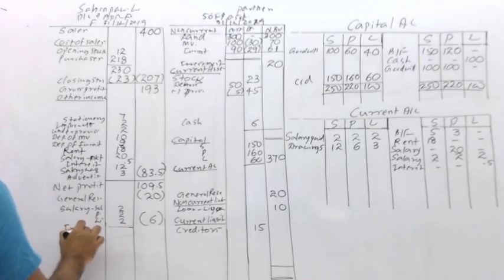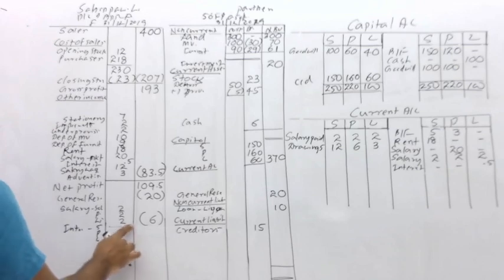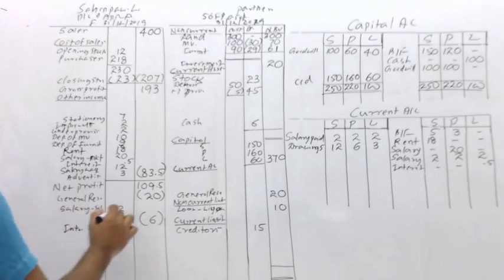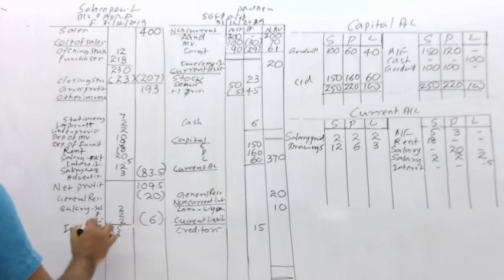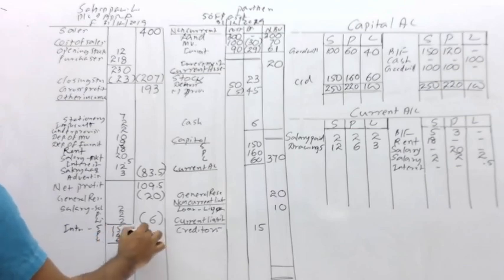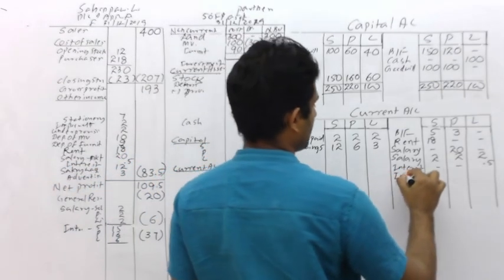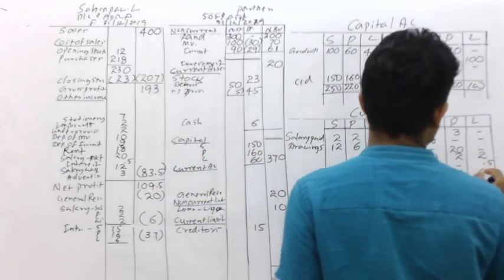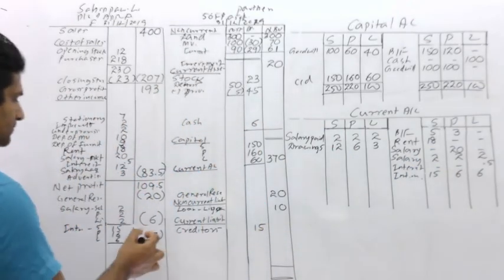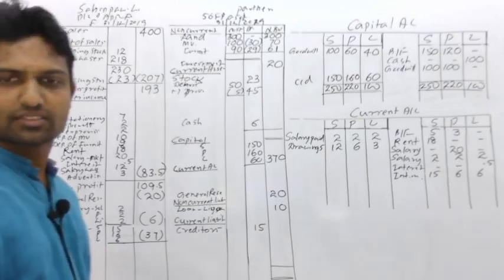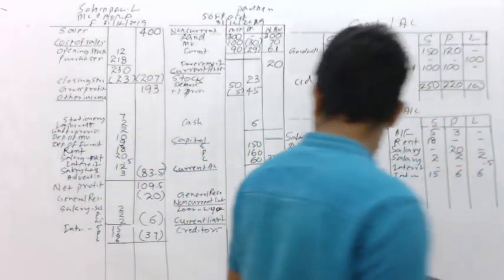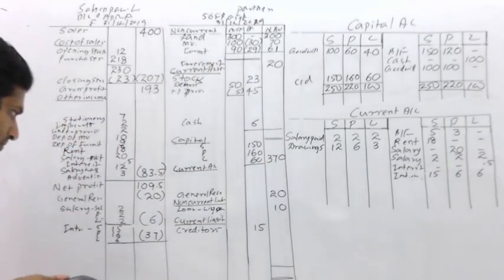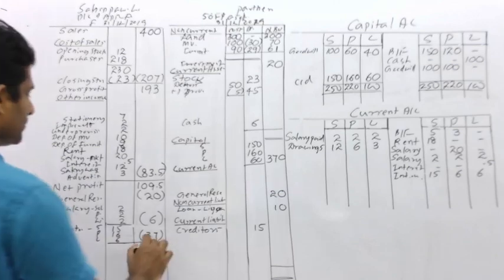Interest on capital, Sahan, Pawan and Leo: 15, 16 and 6. Interest on capital, 15, 16 and 6. Now take the balance. It's 46.5.